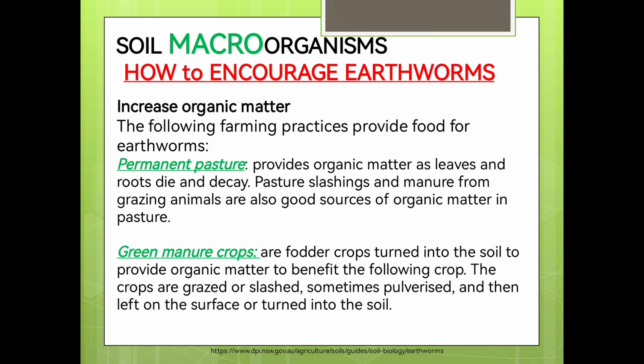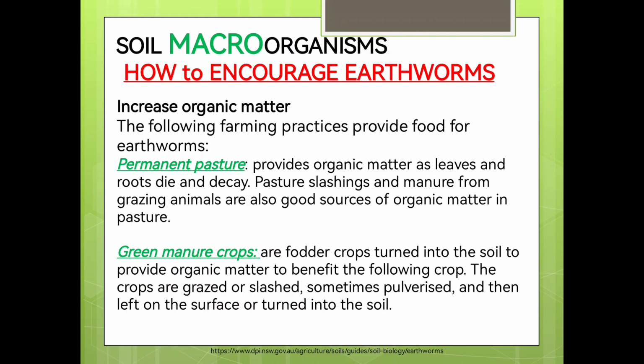Another farming practice to provide food for earthworms is permanent pasture. So, permanent pasture provides organic matter as leaves. So, merong siyang continuous supply ng food. So, we have leaves and roots na pag meron tayong mga tanim na mga damo in the area, pag namamatay yung damo, we added leaves and roots which can be a source of food to earthworms. And the pasture slashings and manure from grazing animals are also a good source of organic matter in pasture.